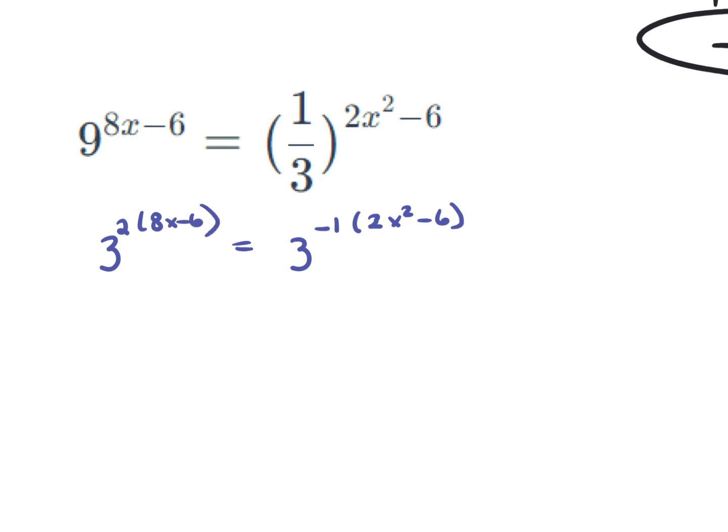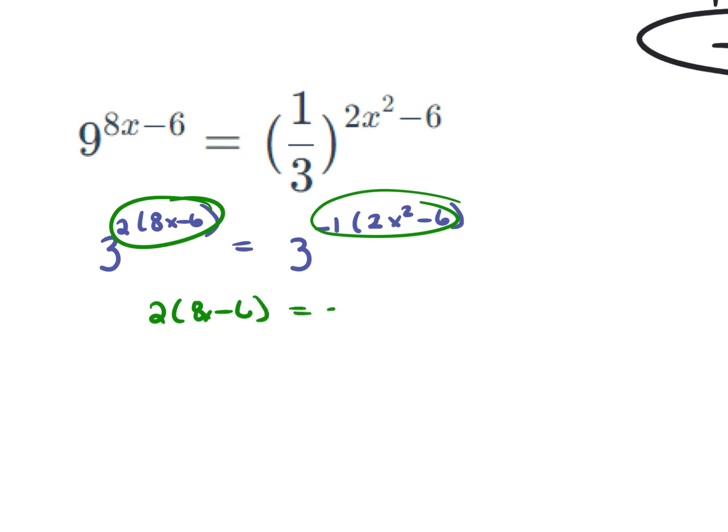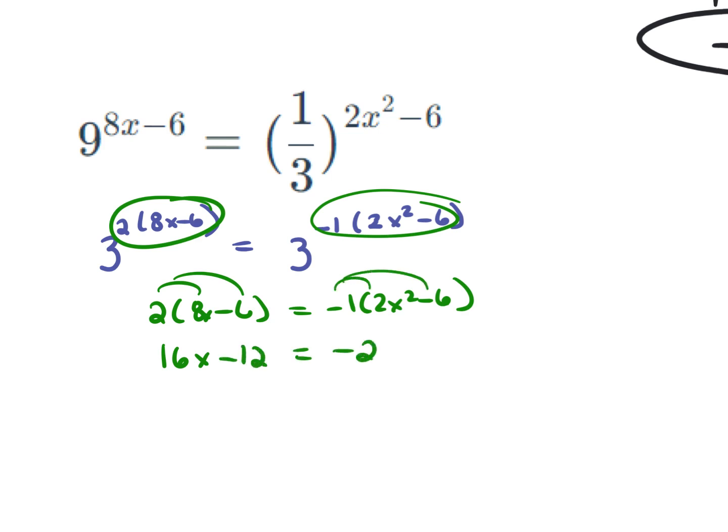The problem with this one is when I set the exponents equal, I get 2 times (8x minus 6) equals negative 1 times (2x squared minus 6). So I'm going to have a lot of stuff going on. So if I distribute the 2, I get 16x minus 12. And if I distribute the negative 1, I get negative 2x squared plus 6.